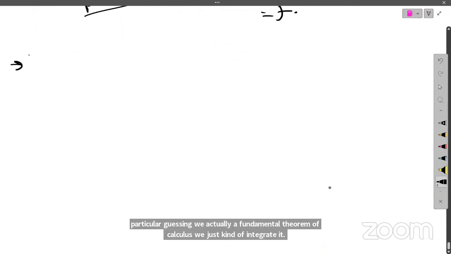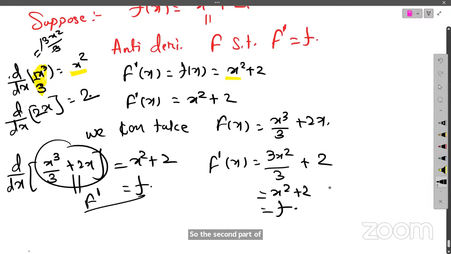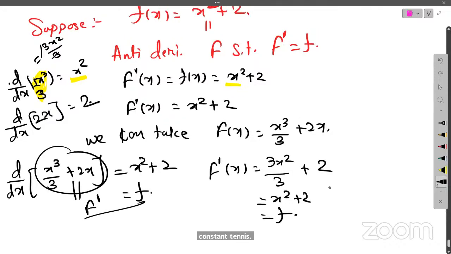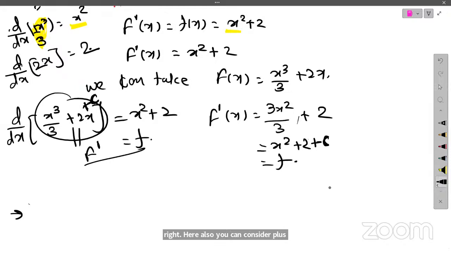What about the second part, the constant? Constant means we are negating the constant, right? When you are doing the derivative, what will you do? Here also you can consider plus c. So you can consider plus c. Right. Okay.